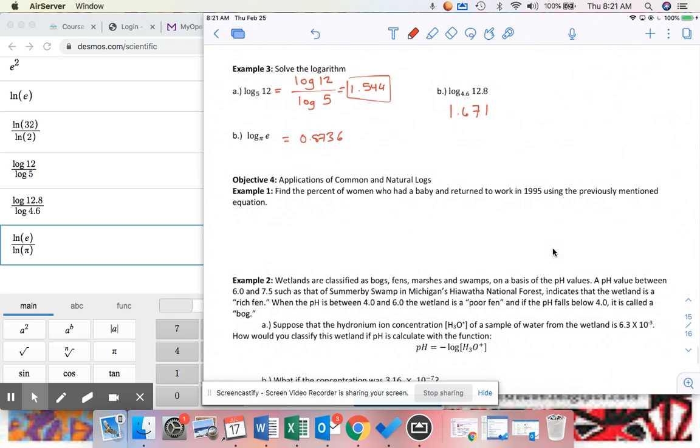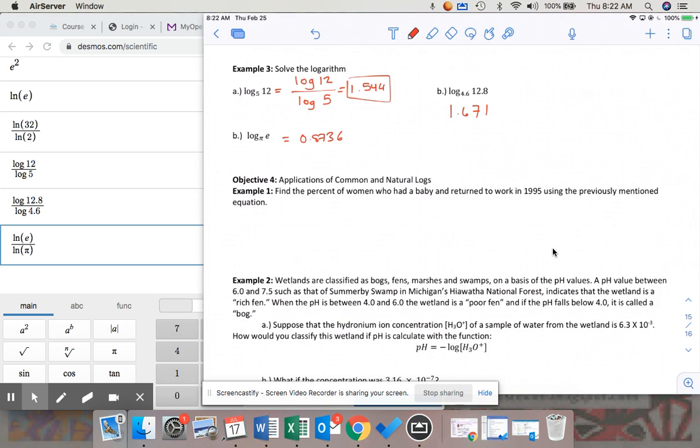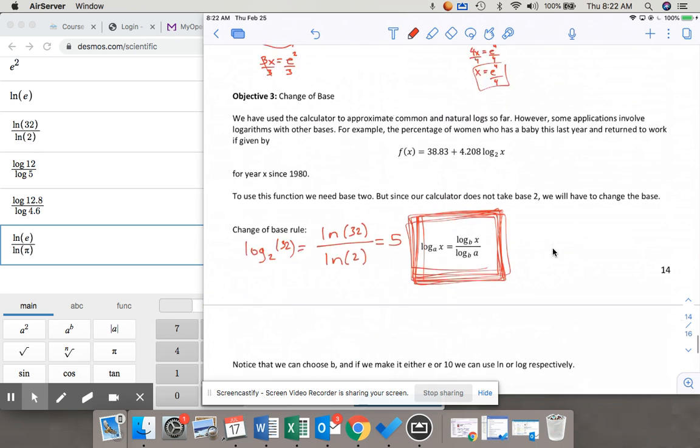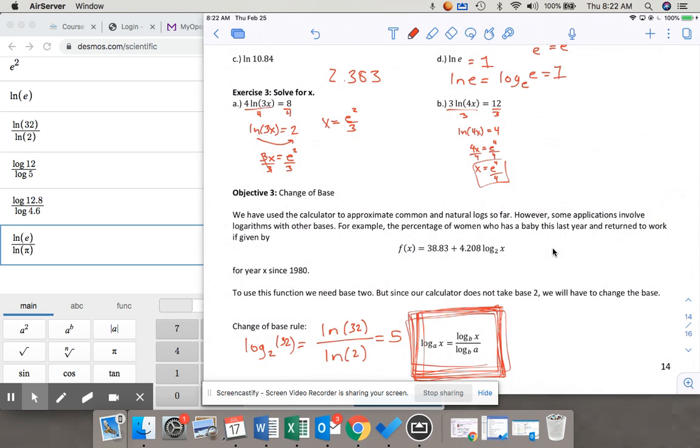Find the percent of women who had a baby and returned to work in 1995 using the previously mentioned equation. Okay, so this is a classic textbook move. They only have so many pages that they can produce, and so sometimes they reference an equation that was previously made. We actually never even looked at this equation. This one is the percentage of women who had a baby last year. It's actually back on page 14.